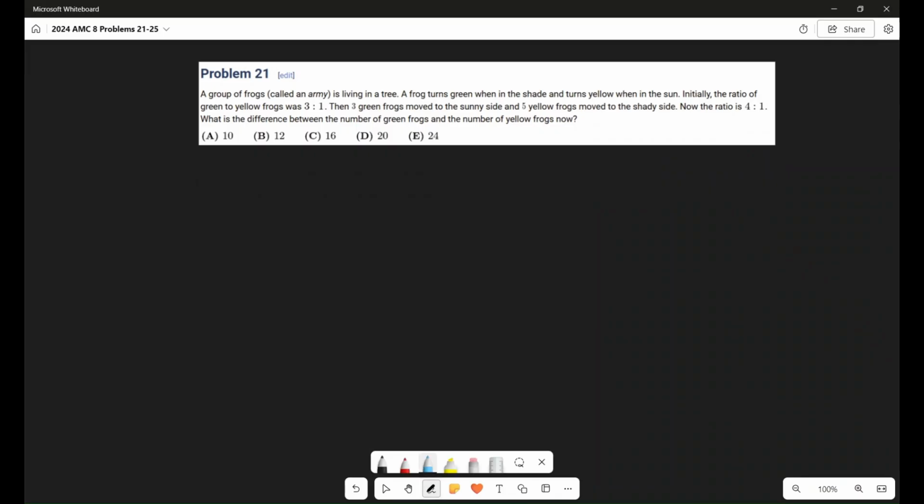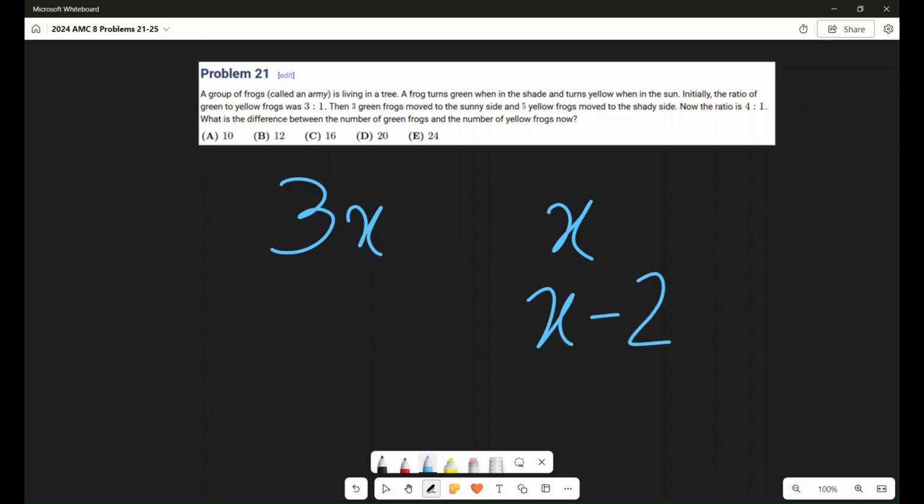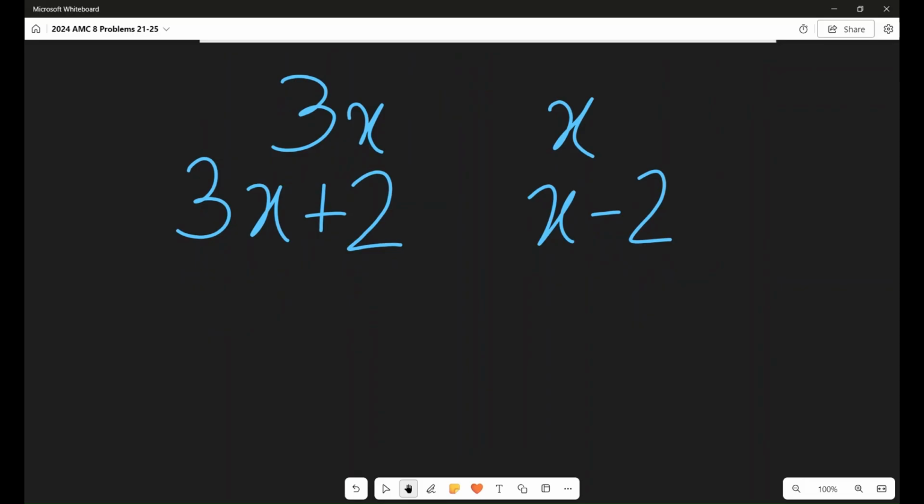So we're given that initially the ratio of green frogs to yellow frogs is 3 to 1. So we can say that the number of green frogs is 3x and the number of yellow frogs is x. So when 3 green frogs move to the sunny side and 5 yellow frogs move to the shady side, the number of yellow frogs decreases by 2, and the number of green frogs increases by 2. And now we're given that this ratio is 4 to 1. So now we just have to bash out the algebra.